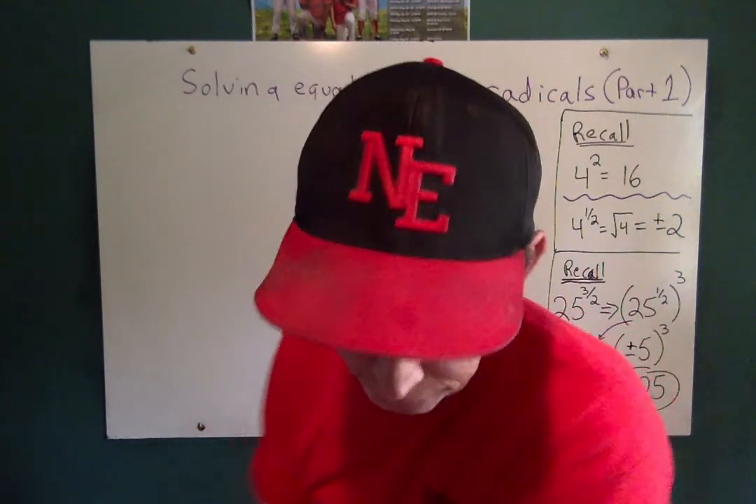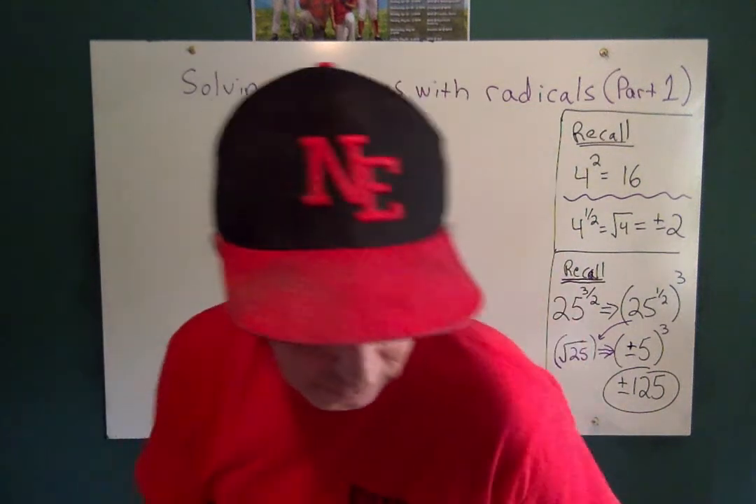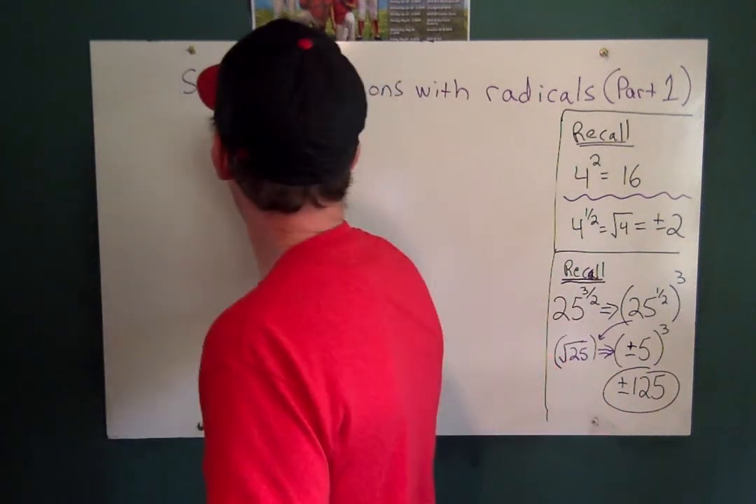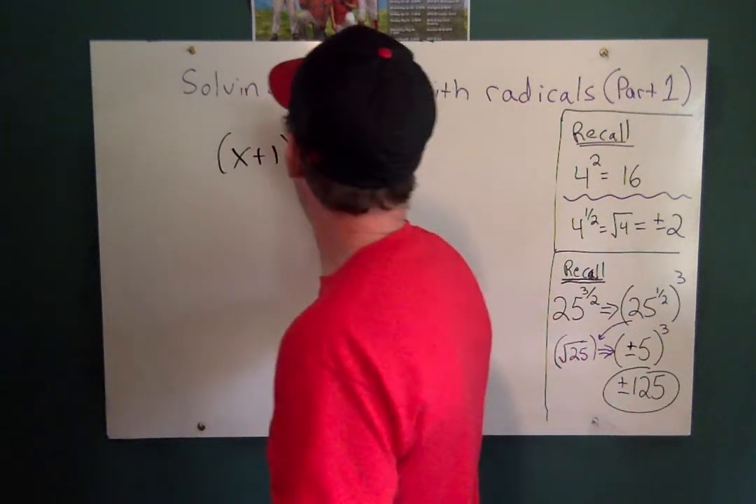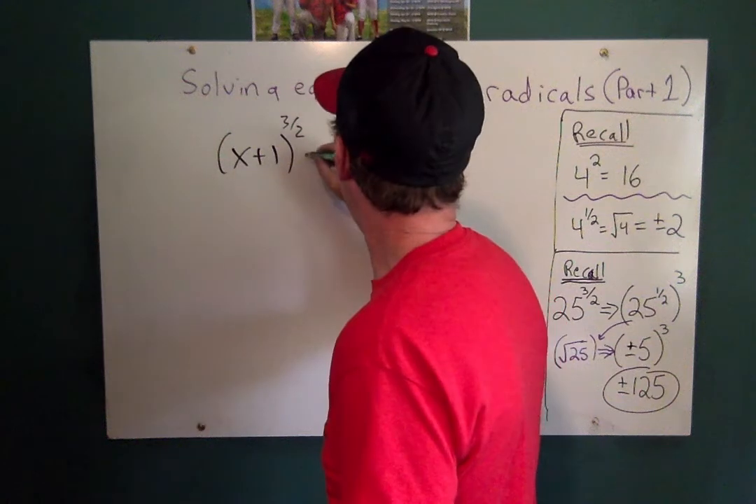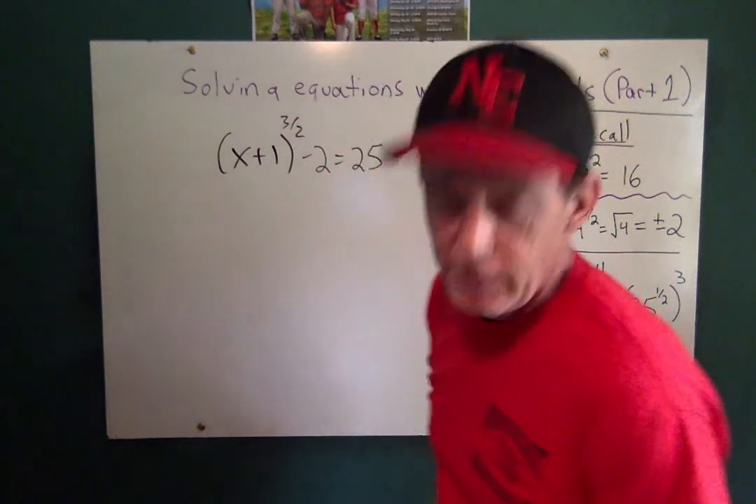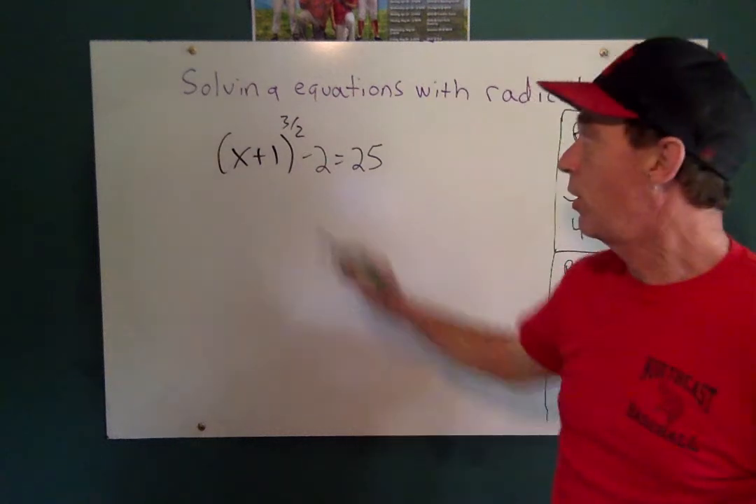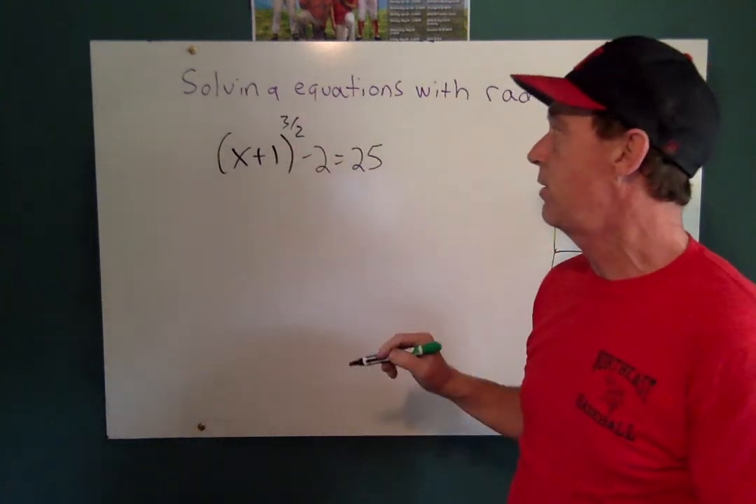Okay, and 22. We would have x plus 1 to the 3/2, minus 2, equals 25. And again, you could try this again now. You want to isolate the term that has the rational exponent. Add 2 to both sides.